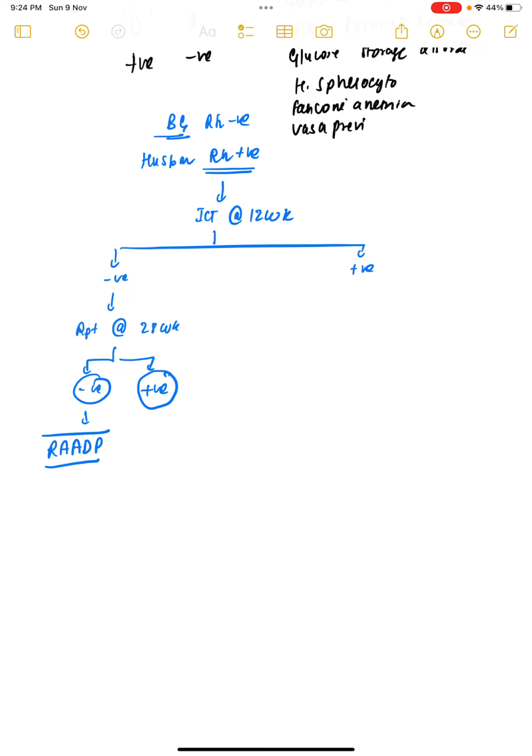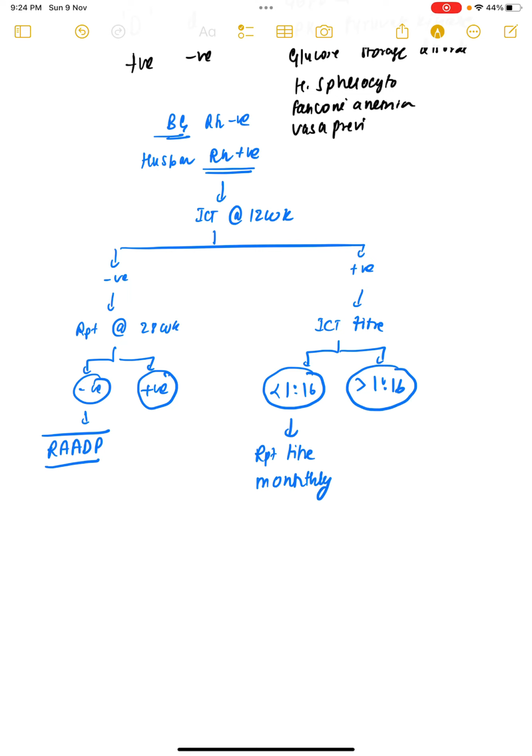If the ICT, indirect Coombs test, is positive, then you look for the ICT titer. The titer can be less than 1 in 16 or more than 1 in 16. If the titer is less than 1 in 16, you repeat the titer monthly, and you are not worried. If it is more than 1:16, that means there may be anemia, so you will go ahead with middle cerebral artery peak systolic velocity. It can be less than 1.5 multiples of median, or more than or equal to 1.5 multiples of median. Less than 1.5 means there is no fetal anemia.